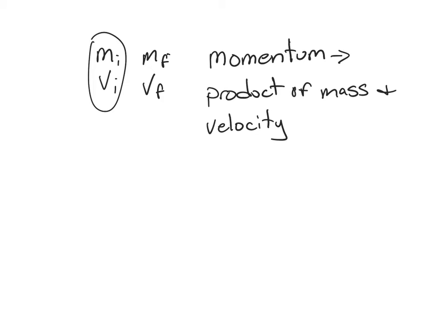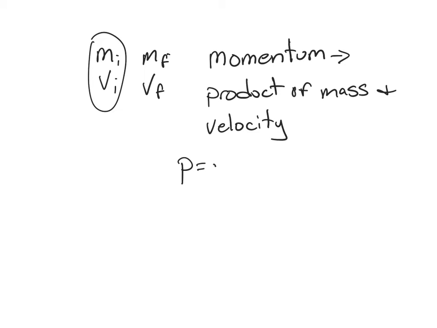And conceptually, we can think of it as how hard it would be to stop something, because it's affected by both the mass and the velocity. If we have something that's really massive, like a tractor trailer, even if it's moving along the road really slowly, you're probably not going to be able to stop it very easily. On the other hand, we might have something with a very small mass, like a bullet, but if that bullet is fired out of a gun, it's going to be moving really fast and it's going to be really hard to stop.